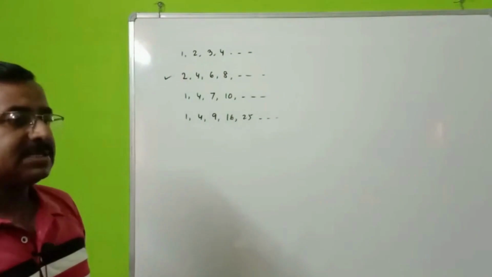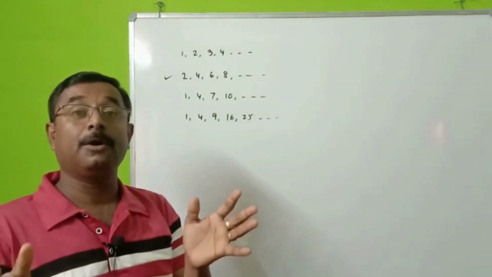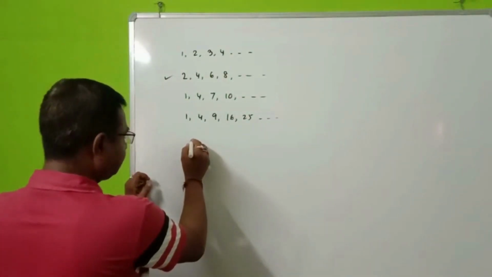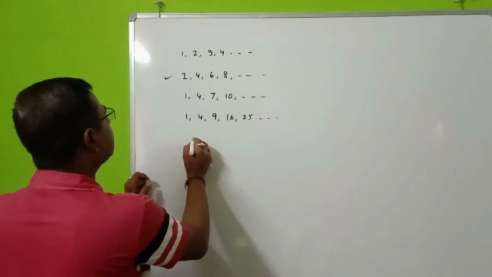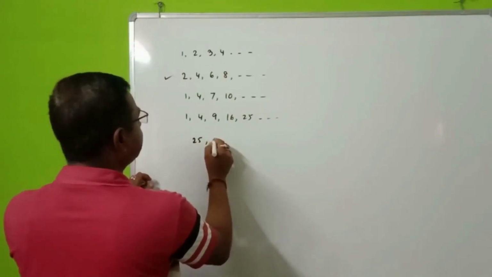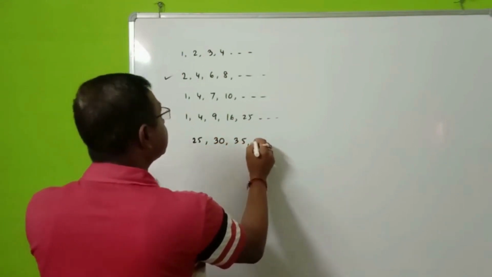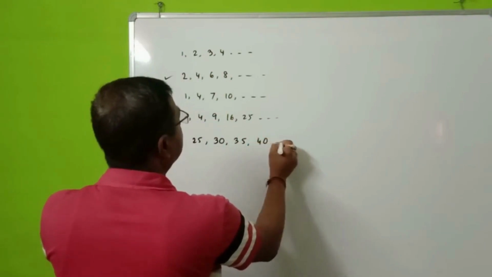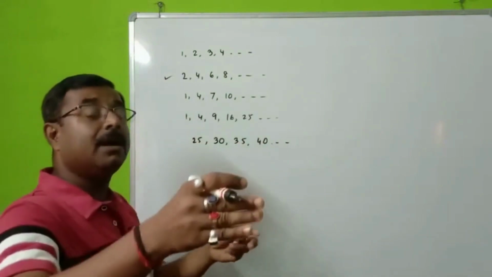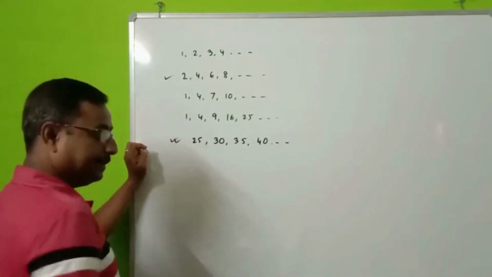Let us see some more examples which form an AP. Suppose we have an AP, suppose 25 is the first term, the next term is, say, 30, then 35, then, suppose, 40. So each of the terms we are getting how? By adding 5 to the preceding term. So this is also an AP, correct?